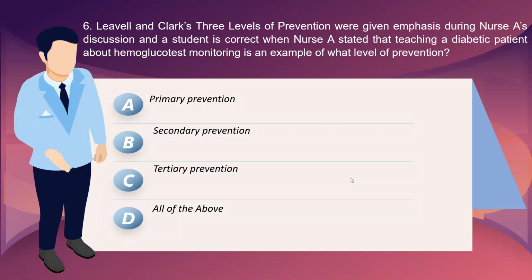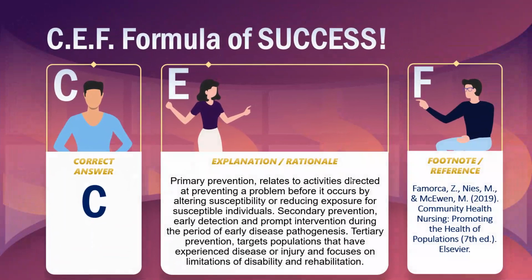But of course, when you see primary prevention health teaching, the focus is that the patient you're giving health education to is healthy and does not have any condition at all. And when you say secondary prevention, the focus of the health teaching is about screening and diagnostics. And when you say tertiary prevention, the focus is on rehabilitation. So you can actually have health teaching here. And of course, if the patient is diabetic, therefore that is tertiary prevention. So the correct answer for number six is letter C.